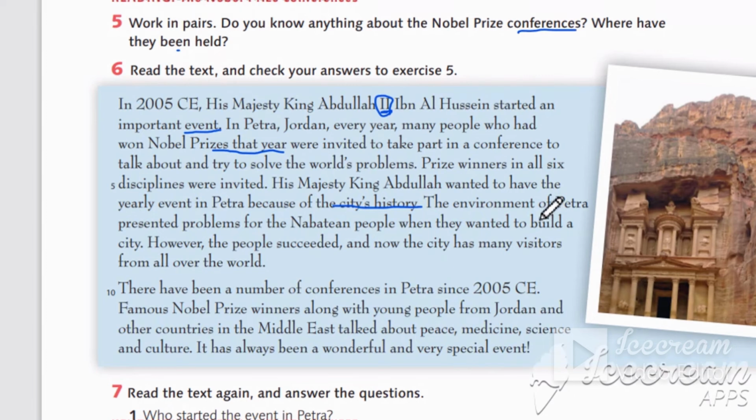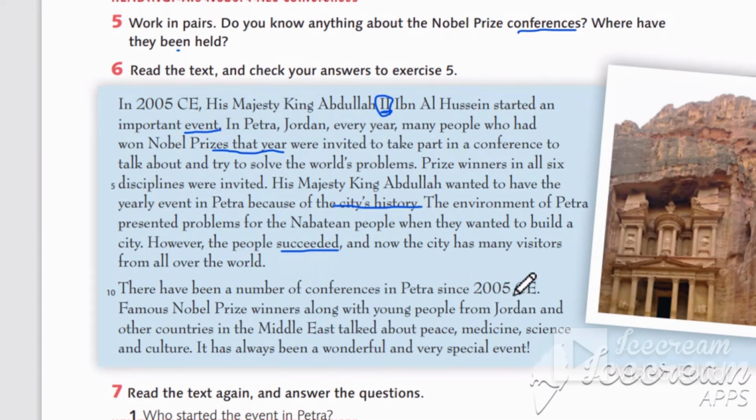The environment of Petra presented problems for the Nabatean people when they wanted to build the city. However, the people succeeded. The people succeeded and now the city has many visitors from all over the world. Okay? There have been a number of conferences in Petra since 2005.